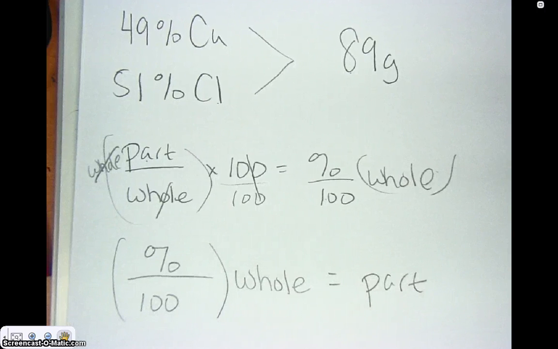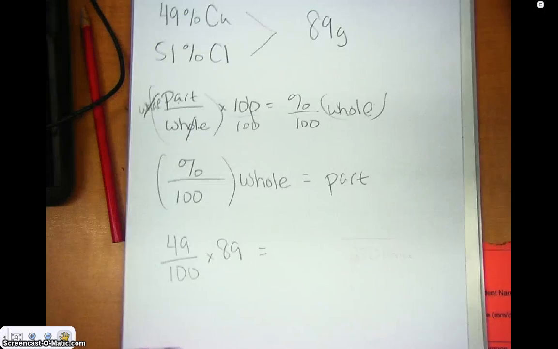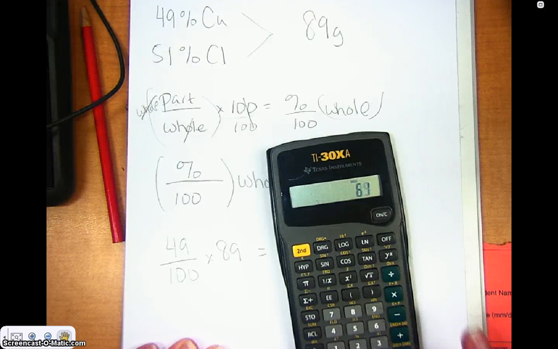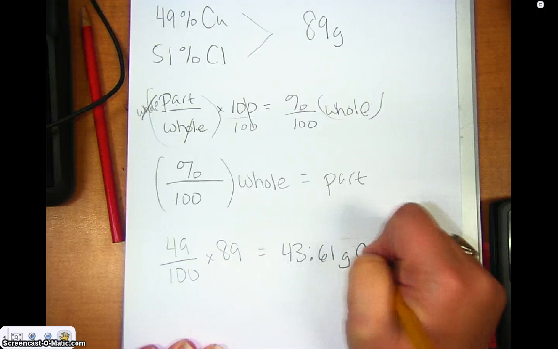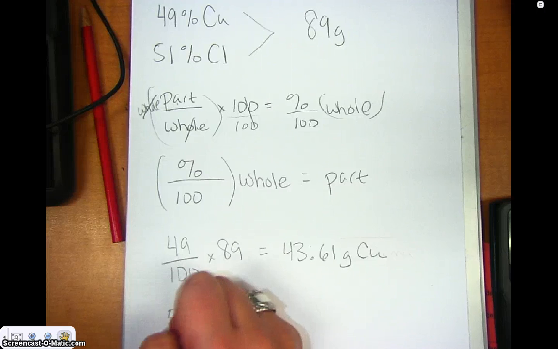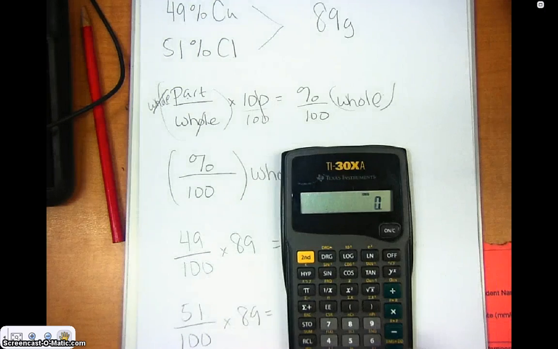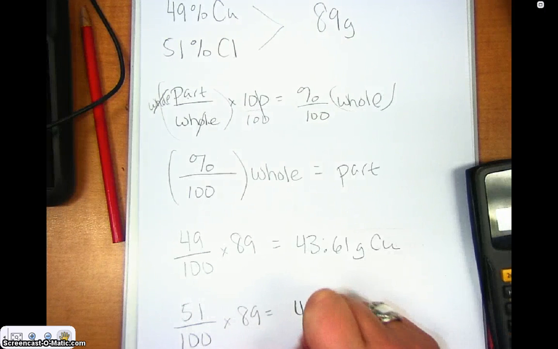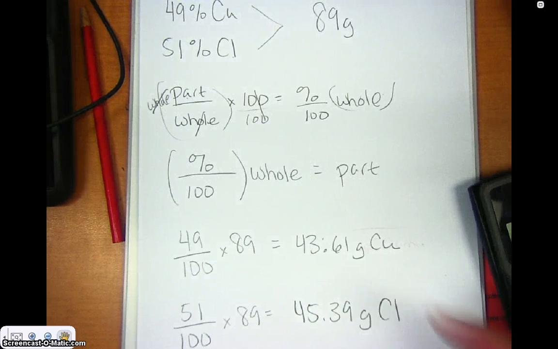So essentially it's 0.49. Let me just zoom out a little bit so we can see everything there. I'm going to take 0.49, or 49 divided by 100, and multiply it by 89, and I get that 43.61 grams are copper in that sample. And then I would take 51 divided by 100 times 89. So I take 0.51 times 89, which gives me 45.39 grams are chlorine. So that tells you the parts that I have.